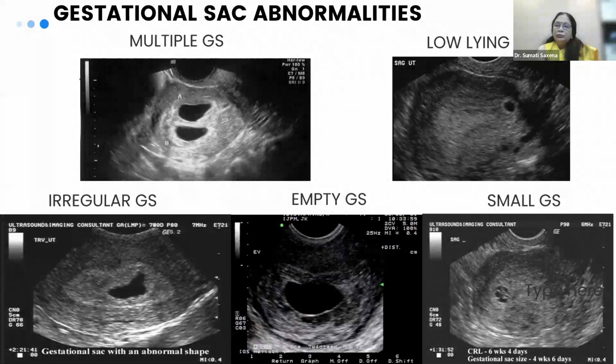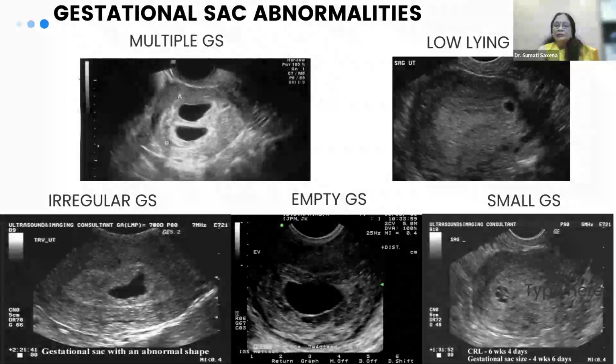And also you should take into consideration the shape of the gestational sac, whether it is regular, circular, or irregular. If the gestational sac is irregular, it is suggestive of poor outcome in pregnancy. But no single finding is conclusive. You have to take other factors into consideration also.